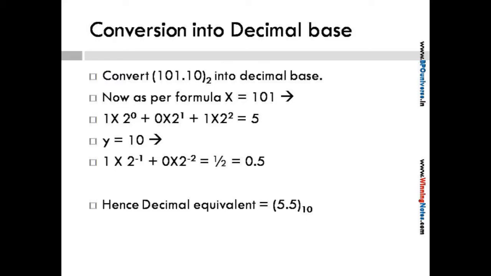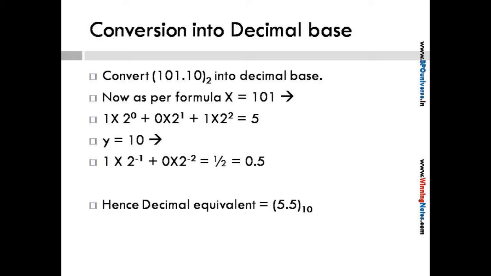Now let us take the decimal part, which is 0.10. As we said earlier, we will take the first digit, which is 1, and we multiply that by 2 raised to the power minus 1. As we move from the decimal point to the right side, we have to keep on raising the original base number to the power minus 1 for the first place, minus 2 for the second place, and so on. Hence the resulting number we get by converting the decimal part 10 is 0.5.